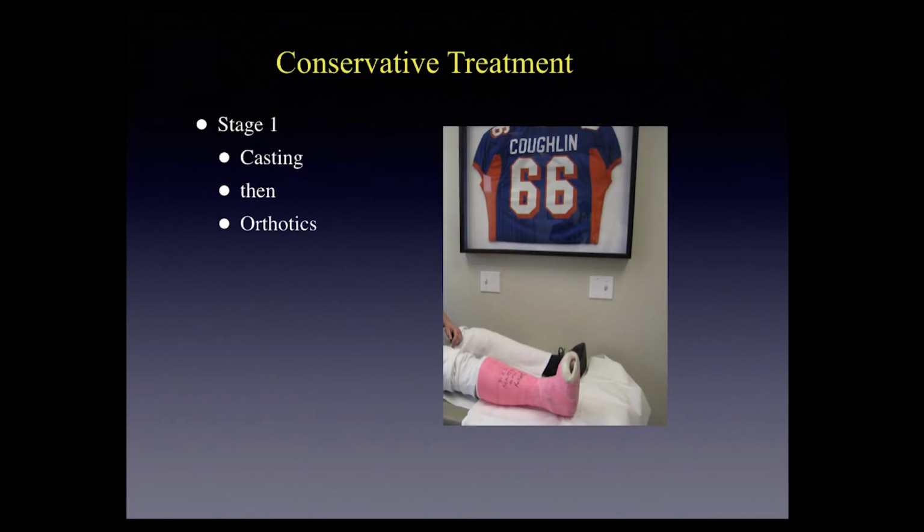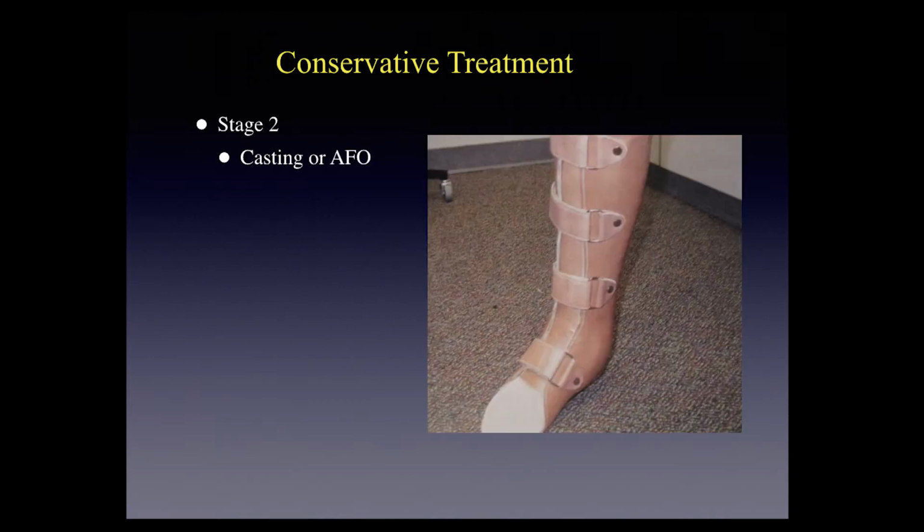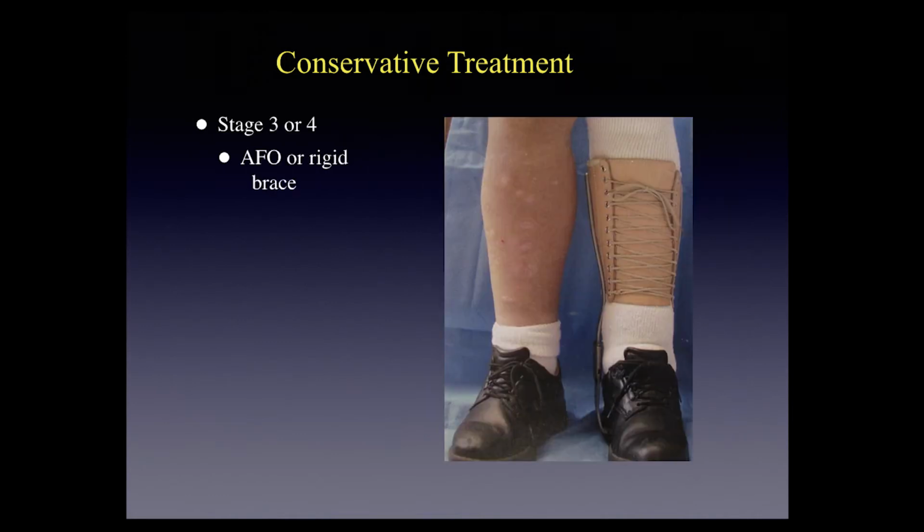We'll often tailor your treatment based on the stage of deformity. So for stage 1, we'll often recommend either a cast or an orthotic or a brace. For stage 2, this requires more solid support, such as this AFO. And for stage 3, we'll often move to a double upright rigid brace, which is incorporated into a shoe to support the more severe rigid deformity.